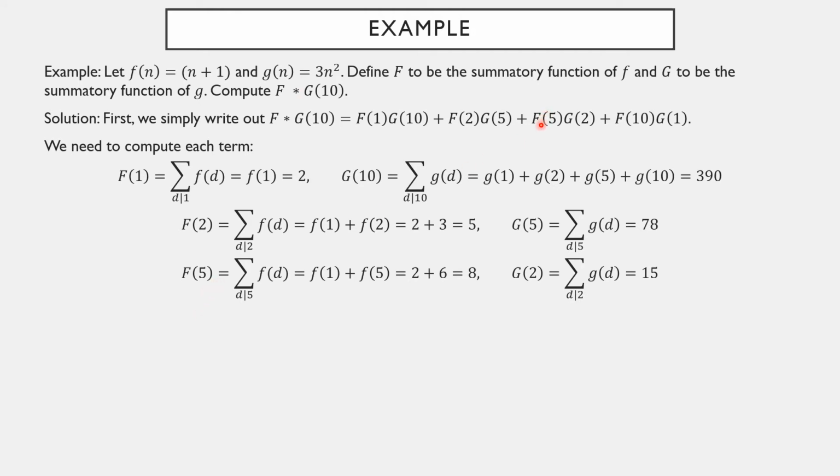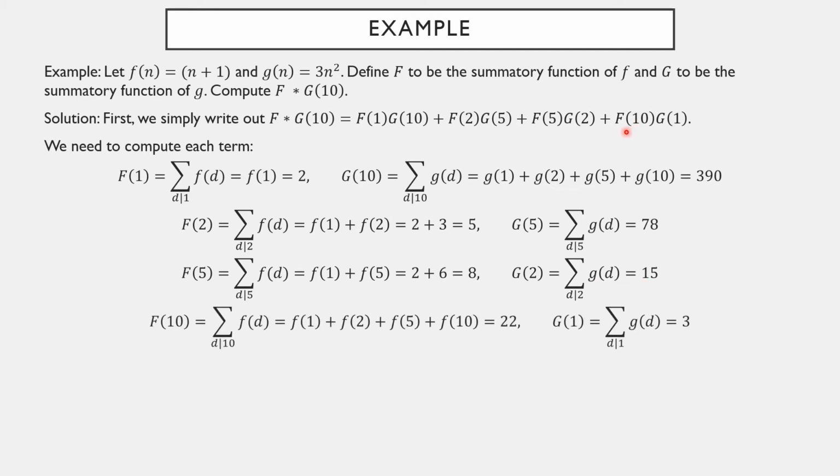Similarly, for the next term in the sum we're interested in, I need f of 5 and g of 2. So I take the factors of 5 and I plug them into little f. F of 1 plus f of 5 is 8. For g of 2, I take the positive factors of 2 and I plug them into g. G of 1 plus g of 2 is going to be 15.